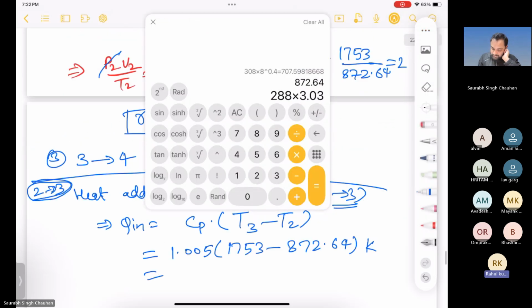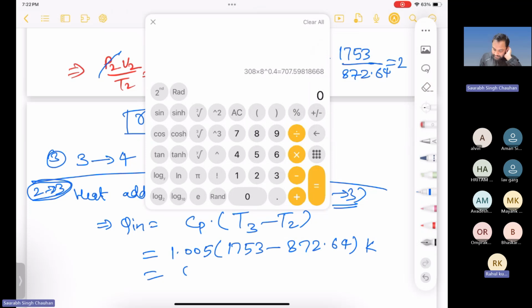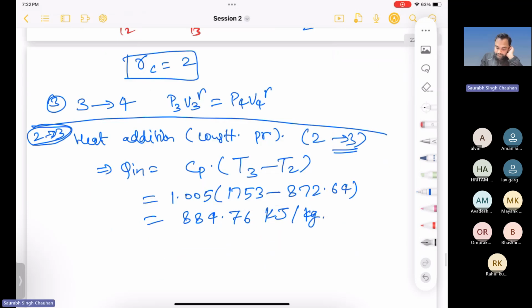884.76. This will be in kilojoule per kg. Okay, so we got the heat addition.